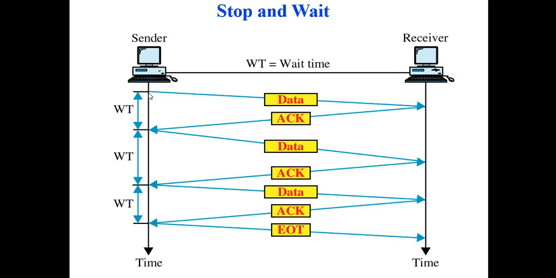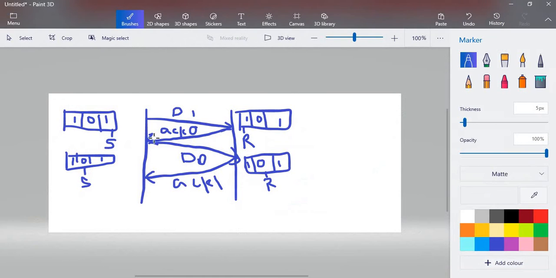The sender sends the data at this point, and the receiver receives it at this instant. This time delay is the propagation delay. The total time from the start of the data transmission to the end of getting the acknowledgement is called the wait time. Every time after a data is transmitted, it gets acknowledged and then the next data is transmitted.